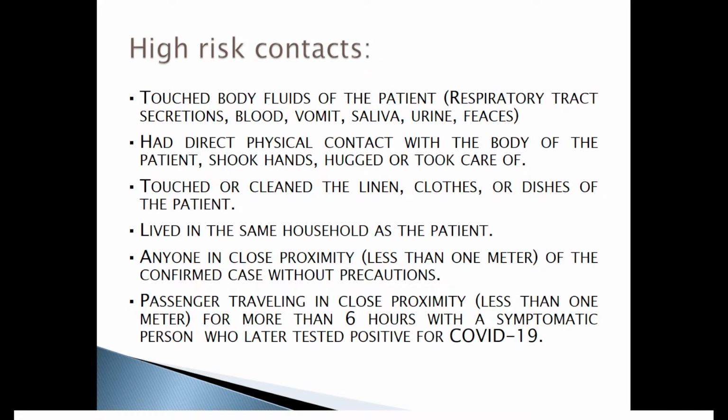And who are high-risk contacts? Who has high risk to accept COVID-19 and become ill? High-risk contacts are persons who touched body fluid of the patient, respiratory tract secretion, blood, vomit, saliva, urine, feces, without special protective equipment. It means they had direct physical contact with the body of the patient, shook hands, hugged, or took care of the patient, again, without special protective equipment. Touched or cleaned the linen, clothes, or dishes of the patient. Lived in the same household as the patient. Anyone in close proximity, less than 1 meter, of the confirmed case without precautions.